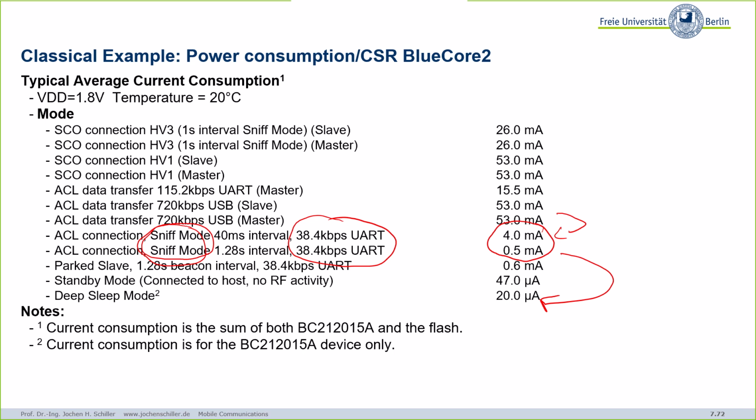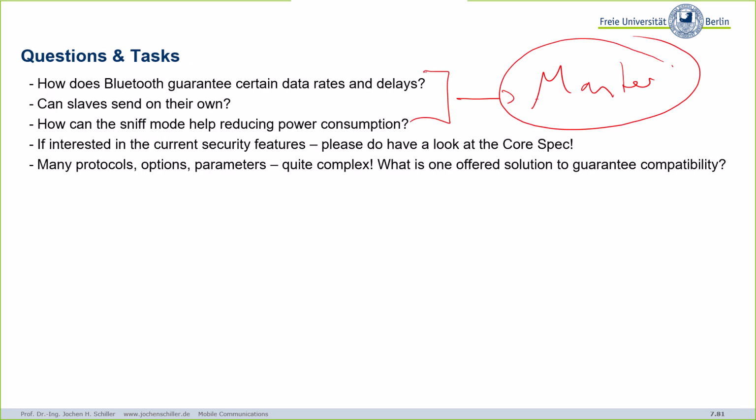To follow the hopping pattern is just a calculation. You need the address of the master and you need the clock of the master. And if you have both, all the devices simply continue to calculate the hopping pattern. From time to time, you have to wake up, indeed, because there are problems like clock drift, etc. But these are details. So that's the basic idea of this sniffing.